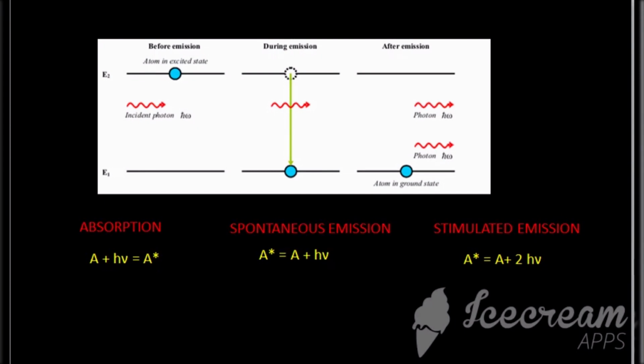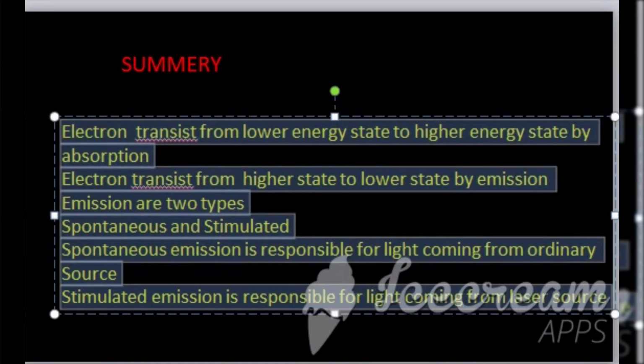In third diagram, stimulated emission happens. Here we see two photons. One photon is used to trigger the electron from higher state to lower state. And in this transition, excess energy is also emitted. Hence, there are two photons. Electron from excited state transits to ground state with the help of a photon and emits a photon. This is stimulated emission. A star plus h nu equals A plus 2 h nu. That is, in stimulated emission, we get two photons. That is, photons are multiplied. Photons are amplified.